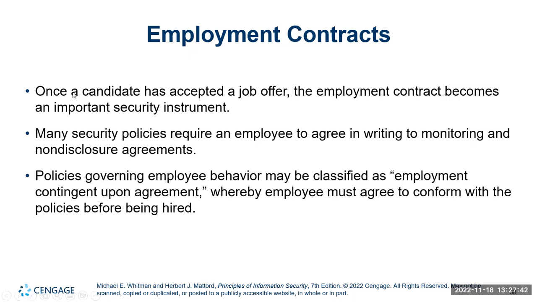So policies governing employee behavior may be classified as employee contingent upon agreement, where the employee must agree to conform to the policies before being hired. Remember, we were talking about having policies and then actually practicing the policies. How do you do that? In practical terms, it's the contract. If you have a contract that says, I agree to these terms and conditions of employment, I will perform the duties and roles assigned in the official job description, and I agree that I'm going to practice non-disclosure. You know, I'm going to be discreet in my affairs, right?